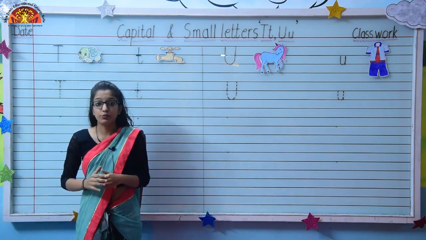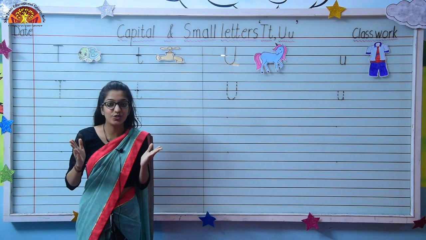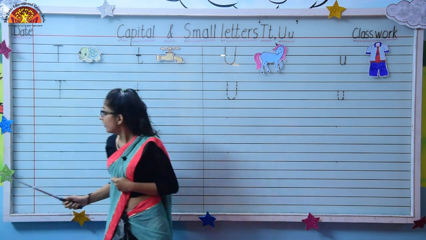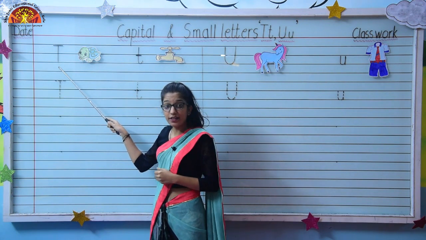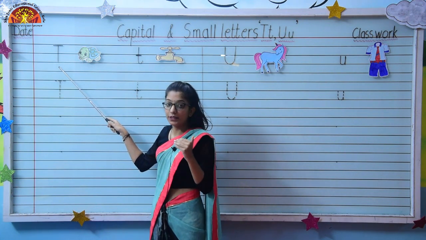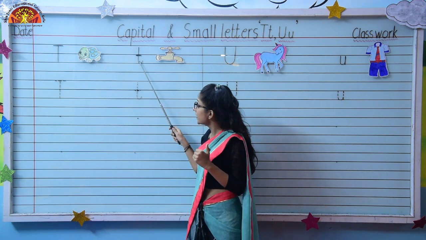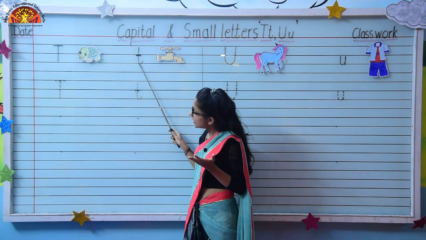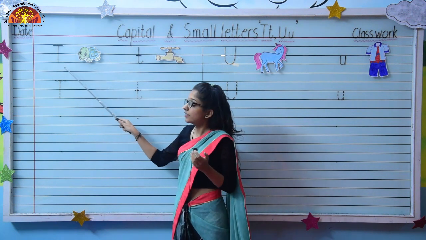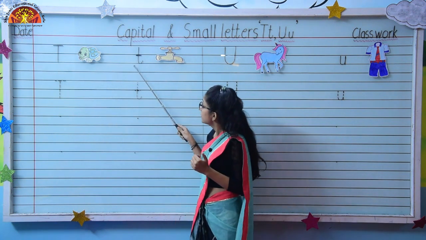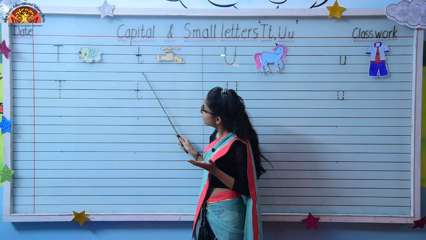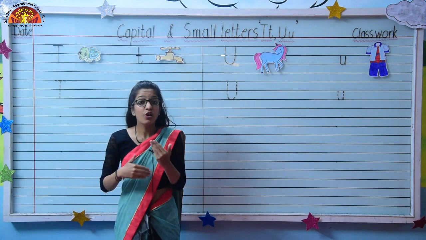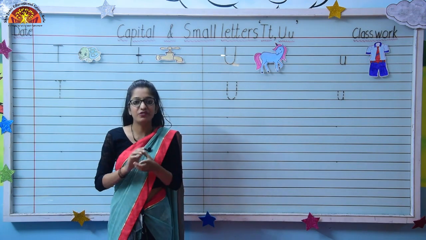So kids, first we will see some pictures related to capital and small letter T. Look here. This is capital letter T. This one is small letter T. T for turtle. T for tap. After this we will do practice on the small board first.